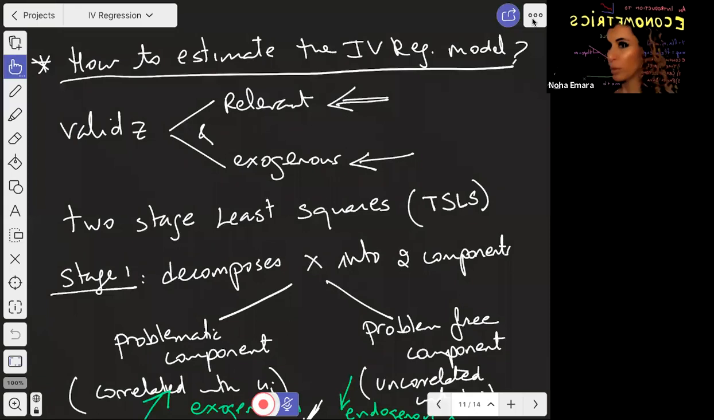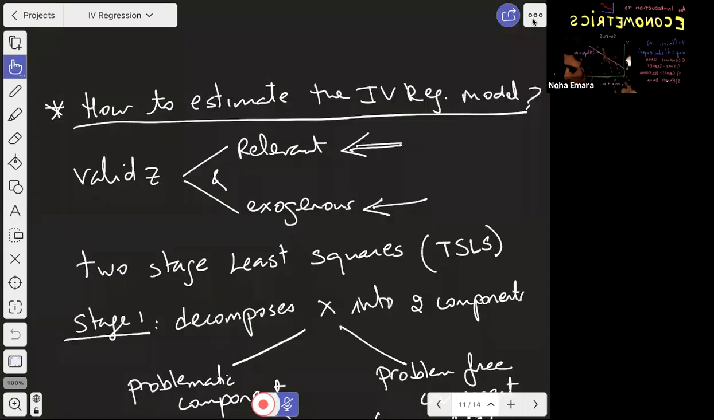All right, so before we start, let me just go over the most important point that we were talking about last time and how we're going to expand on it. So last time, we were talking about how to estimate the IV regression model. We started with a very simple model in which we have just one X, okay? So we just had one X to be estimated.